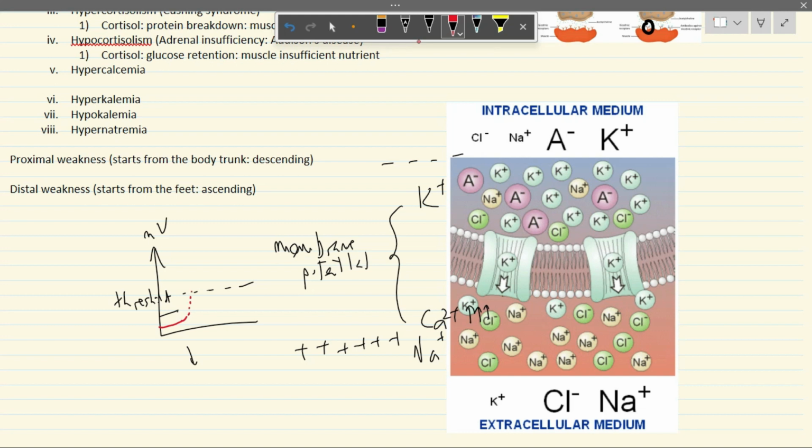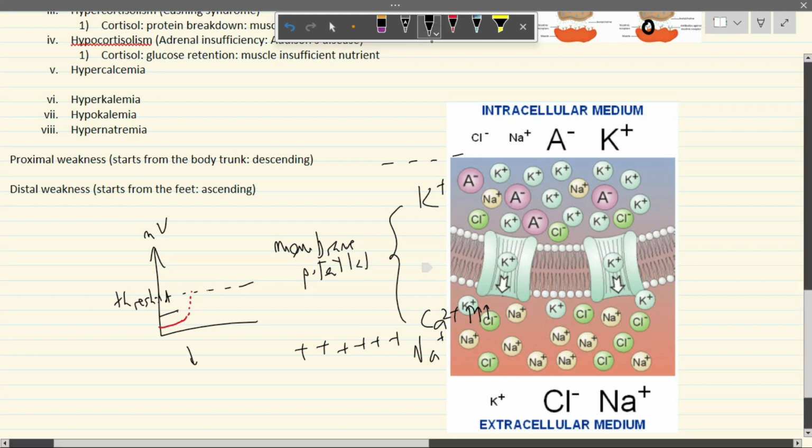It has less excitability, so to say. The same thing applies for sodium. If the sodium increases, it can be more positive. Or sometimes if the K plus increases, it's also going to be more positive. So whichever of these ions increases, it's going to decrease the excitability of the cell.